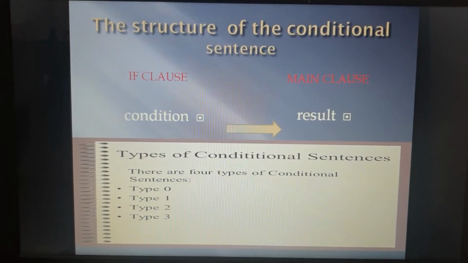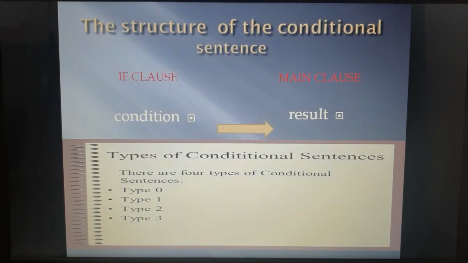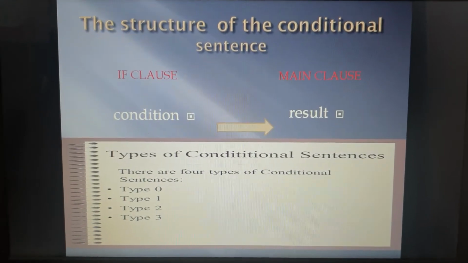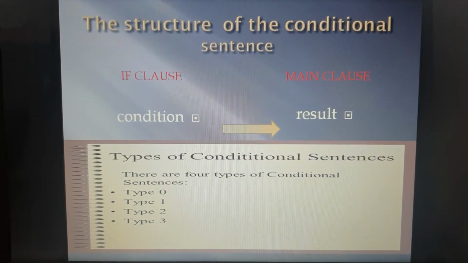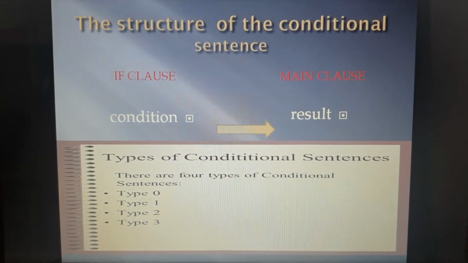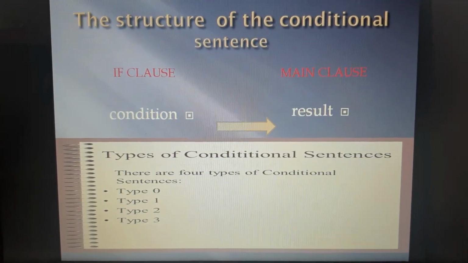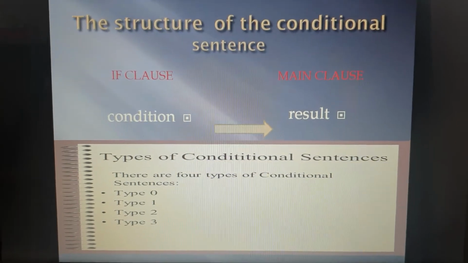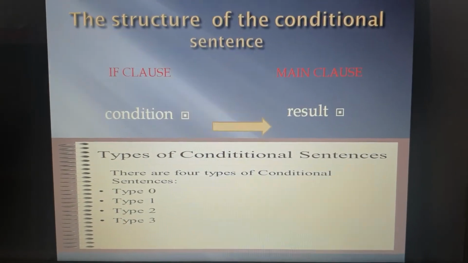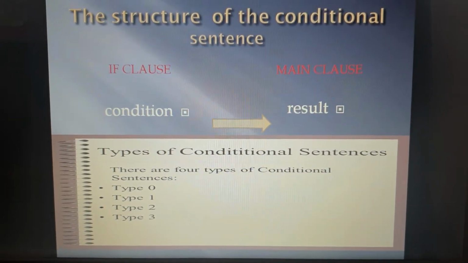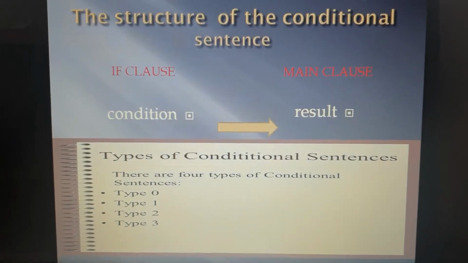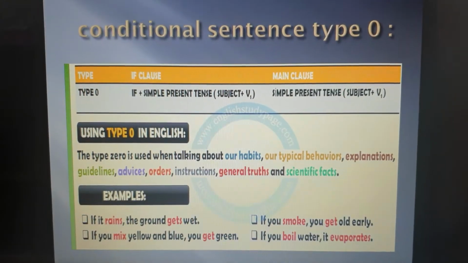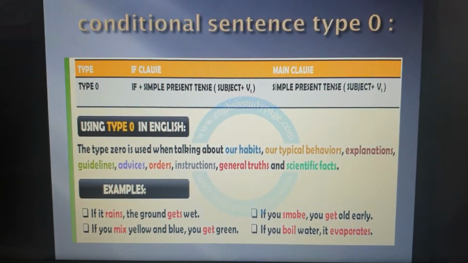Hello, grade 7 again. Today's lesson is about grammar. If you remember, in unit number 7, we have talked about if clause or conditional sentences, and we said it has 4 types: 0, 1, 2, and 3. And in the previous unit, we have talked about the 0 type.